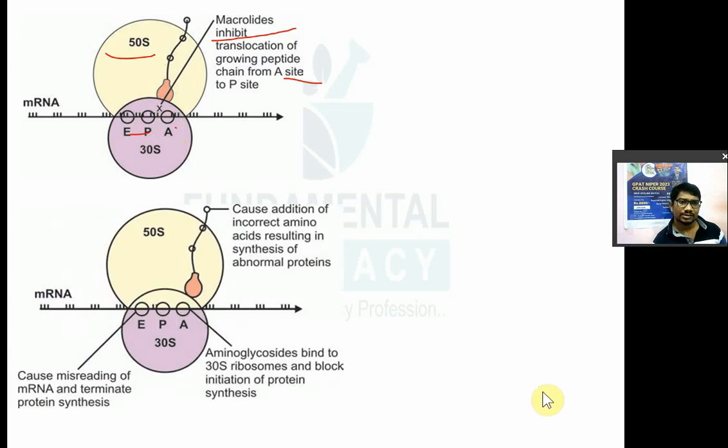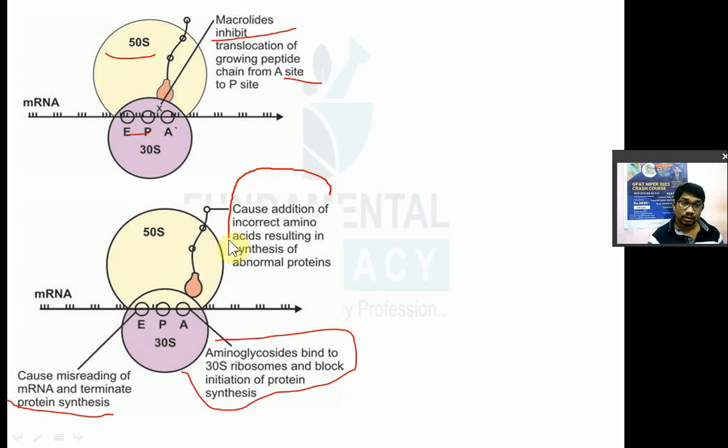Now we'll see the mechanism of action of aminoglycosides. Aminoglycosides bind to the 30S ribosomal subunit and block the initiation of protein synthesis, the initiation complex. Also they cause misreading of mRNA and terminate protein synthesis. In addition, they cause incorporation of faulty amino acids in the growing peptide chain. That's why they are bacteriostatic as well as bactericidal.